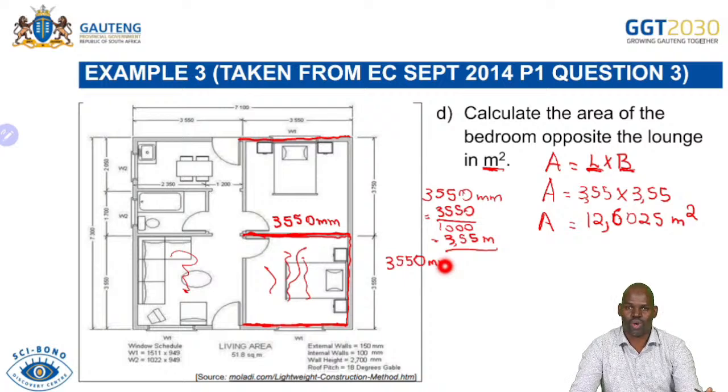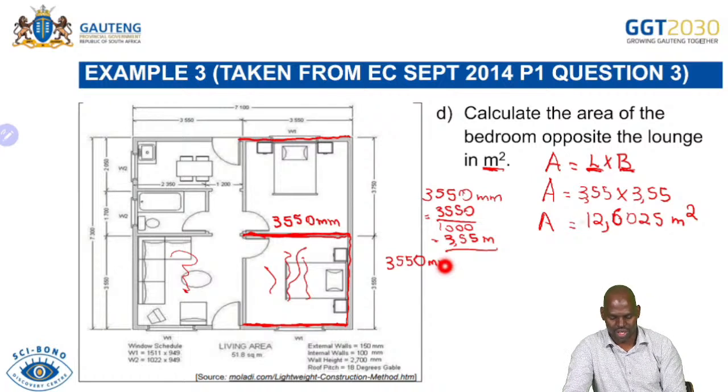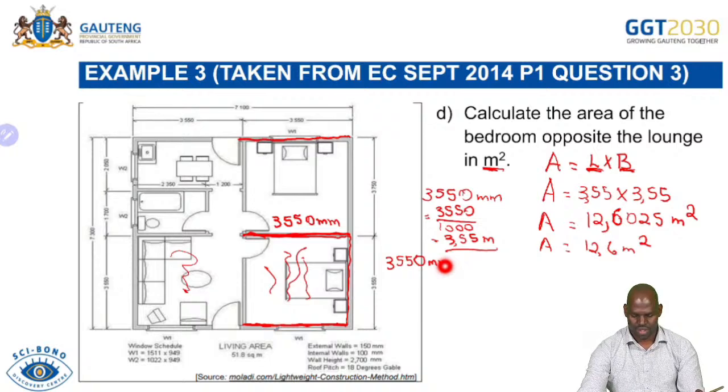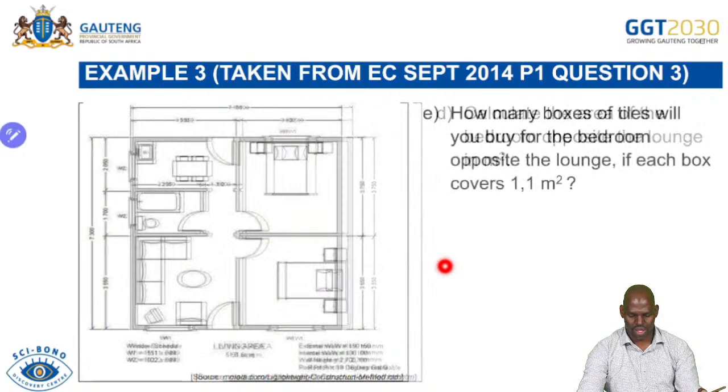12.6025 square meters. We're not going to worry about rounding now because the question doesn't specify the rounding, or even if you want to round, you can say this is about 12.6 square meters. Okay, so it's easy as that, boys and girls. Right, then let us look at the next one.